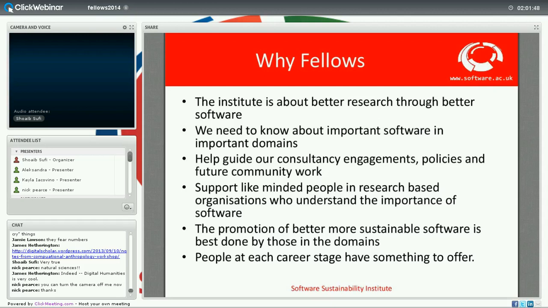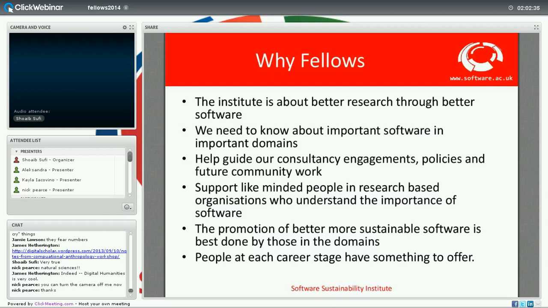So we really need to understand what the important pieces of software are, what the important challenges are, as Nick alluded to, where different fields are at different parts in their curve of adoption of computational techniques. And having fellows on board really helps us focus our consultancy engagements, and which policies we should have. For example, the policy of research software engineering, is that important? We think it's important, but our experiences engaging with the community always have a very large resonance, and also inform future community work.